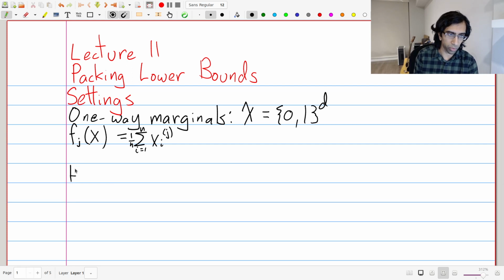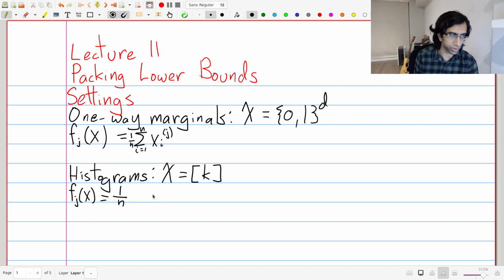The other one is perhaps more familiar, which is histograms. In particular, we have a data domain which is, let's say, the numbers 1 through k. We could really let it be any sort of discrete domain, but we're just going to let it be the numbers 1 through k for simplicity. And we want to answer the k queries of the following sort. The jth query will be: how many of the data points are equal to j. So let's write it like this, with the indicator function, which gives you a 1 if x_i is equal to j, and 0 otherwise.